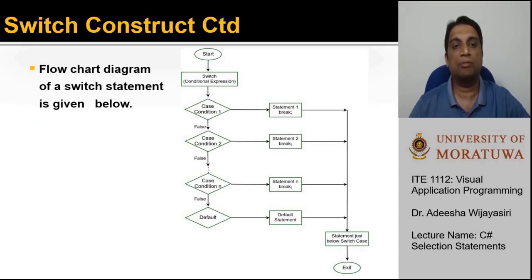Flowchart diagram of a switch statement is shown here. First, the expression in the switch will be evaluated and the evaluated value will be compared against constants in the cases. If there is a match, then the statements in that case will be executed, and with the break keyword, execution will fall off from the switch construct.